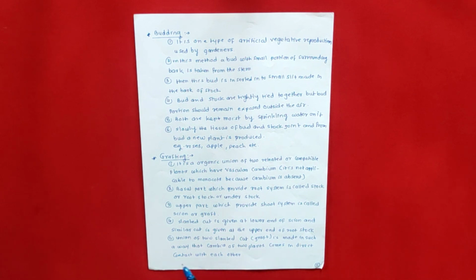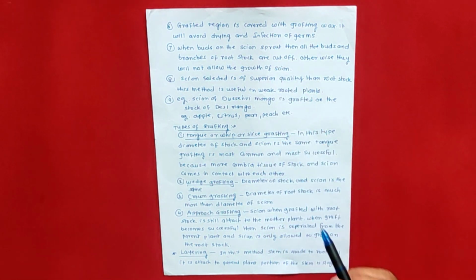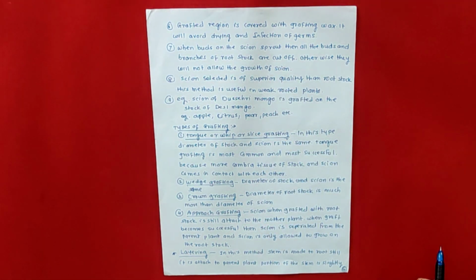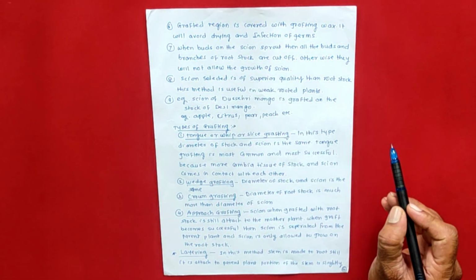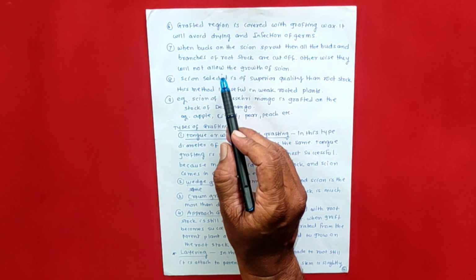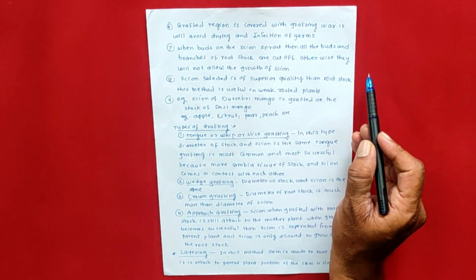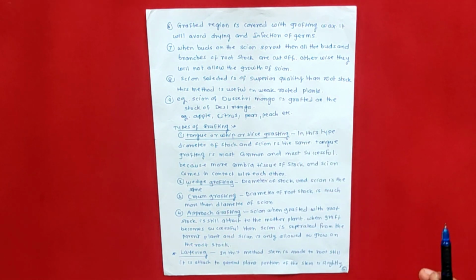Next, a slanted cut is given at the lower end of the scion and a similar cut is given at the upper end of the rootstock. Then the union of the two slanted cuts, that is the graft, is made in such a way that the cambium of the two plants comes in direct contact with each other. The grafted region is covered with grafting wax. It avoids drying and infection by germs. When buds on the scion sprout, all the buds and branches of the rootstock are cut off, otherwise they will not allow the growth of the scion.